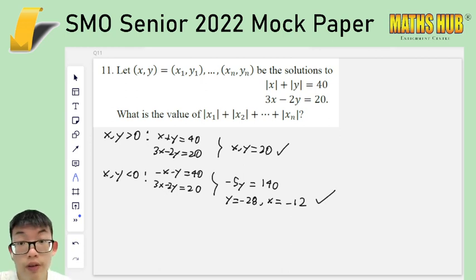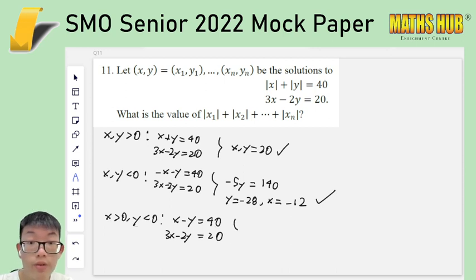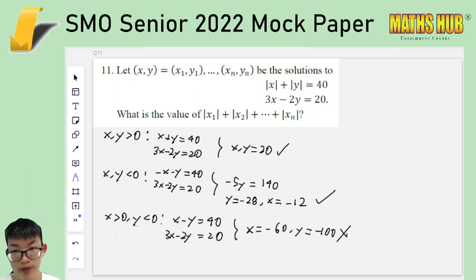Now let's try one of each. If x is greater than 0 and y is less than 0, then x minus y is 40, 3x minus 2y is 20. If you take 2 times the first equation, subtract the second equation, you get negative x equals 60, so that already doesn't work. x is negative 60, y is negative 100. This doesn't work since x is supposed to be positive.